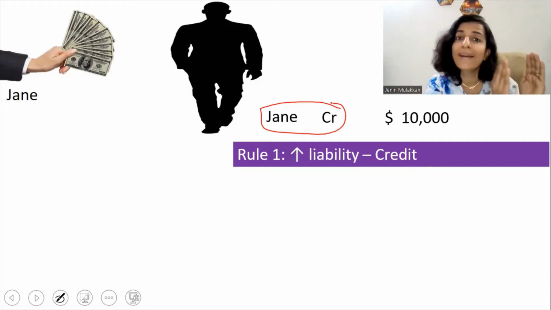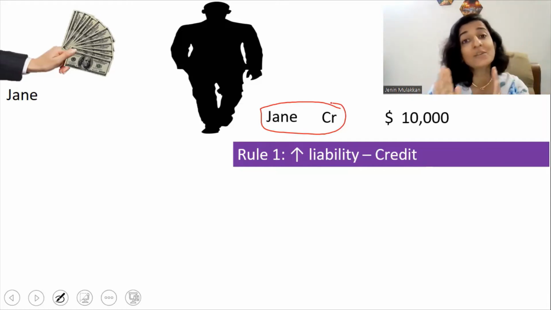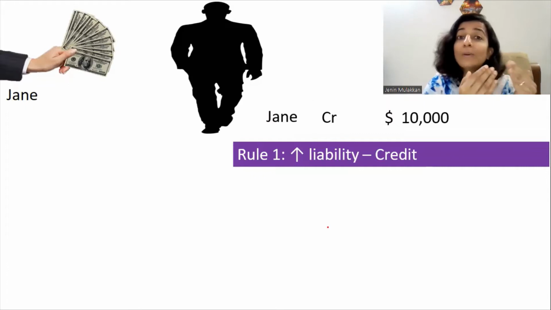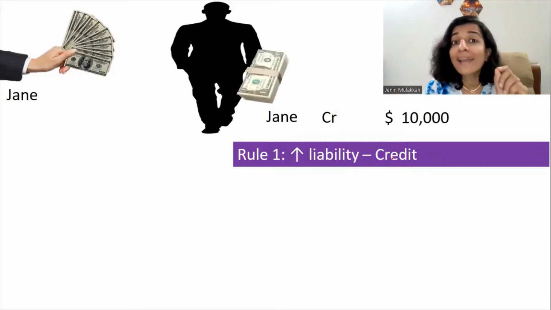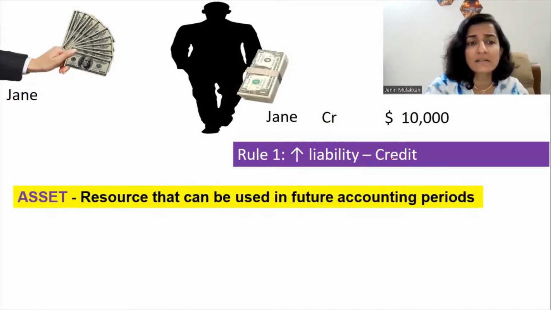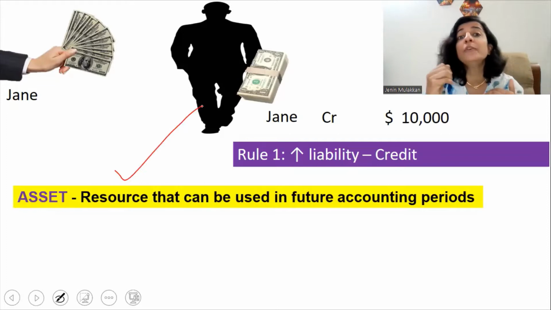Okay, so that is one aspect of the transaction. Now coming to the next part of the transaction. What are you getting from Jane when you take a loan? We're getting cash, right? Now cash is an asset. And what do you mean by an asset? Asset is a resource that can be used in future accounting periods. That is, the benefit of that particular resource extends to future periods also. You can use cash for buying anything in the future, right? So cash is an asset.